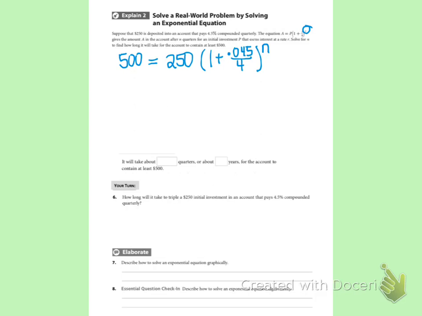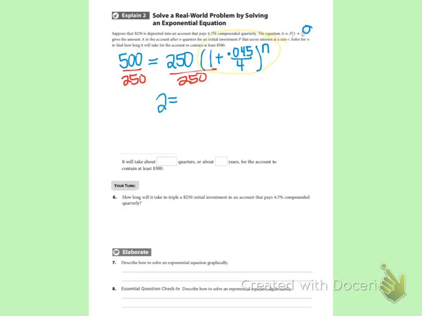So to solve something like this, we're simply going to try to isolate the part that has the exponent on it. So that's step 1. It means we're going to get rid of the 250. And dividing both sides by 250 will, of course, give me 2 over here. So it's like the problems where we were trying to find out when things doubled.